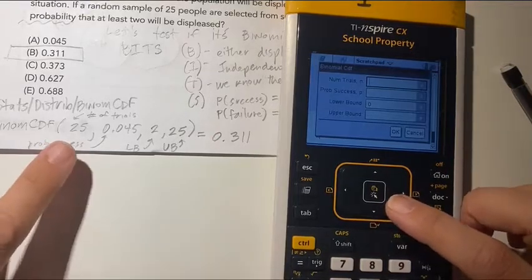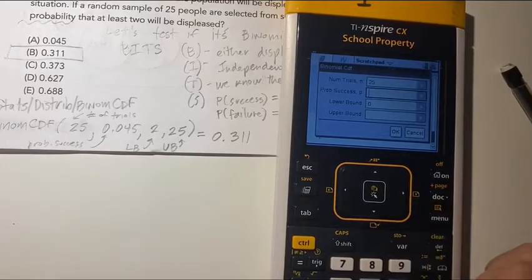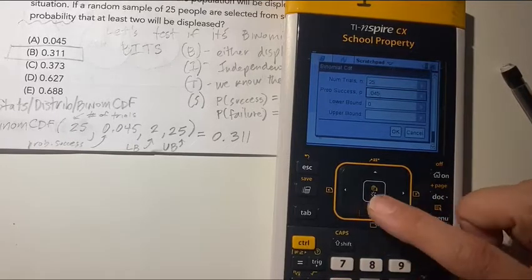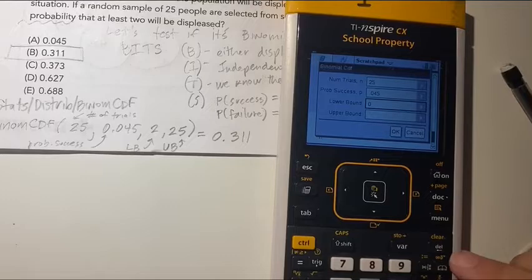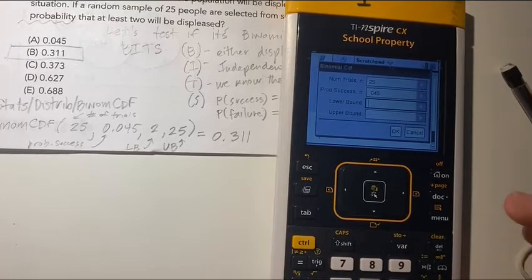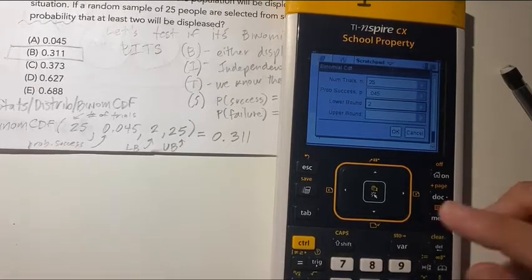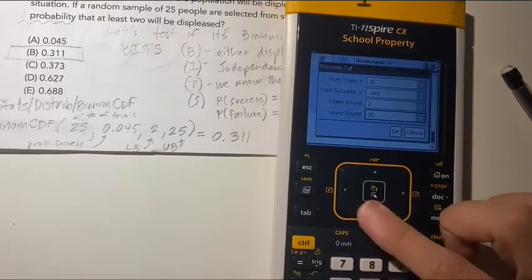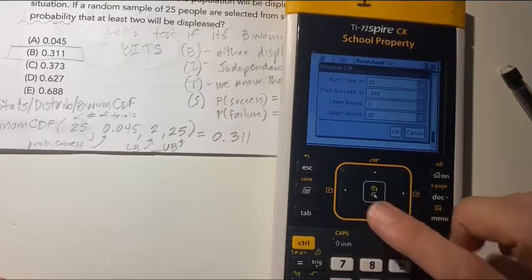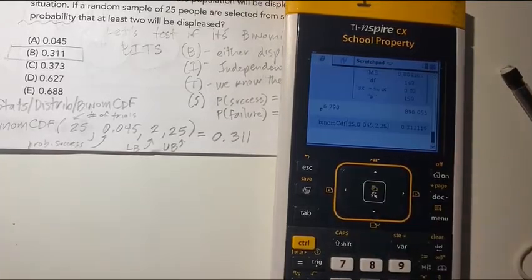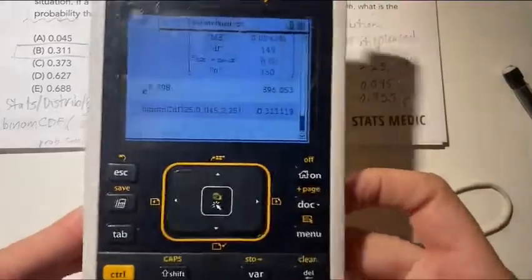Okay, so the number of trials is 25. The probability of yes, I'm displeased is 0.0545. And they said, what's the probability at least 2 were displeased? So 2 would be at least 2, and 3 would be at least 2. So all the way up to 25. So my lower bound is 2, and my upper bound is 25. Bada boom, bada bing. There's my answer, guys.